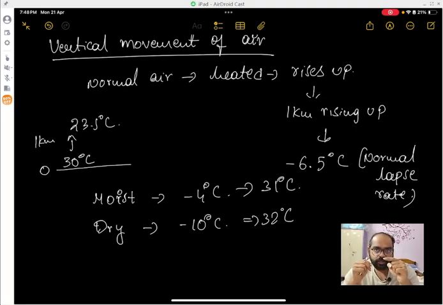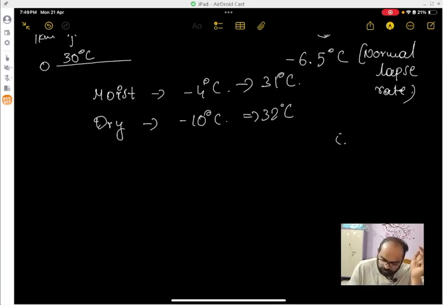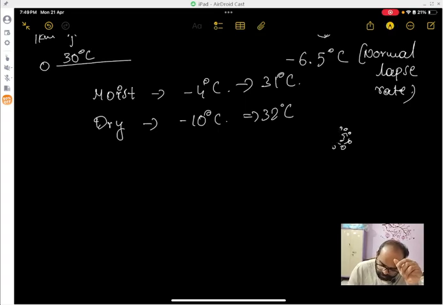And moreover, moist air loses heat in a very slow manner, but dry air loses heat very rapidly. As the temperature drops, the dry air loses heat quickly because it does not absorb it, it just gets heated up. And moist air, what happens? Sorry, if this is moist air, and there are water vapor molecules surrounding it, what happens when the temperature drops?